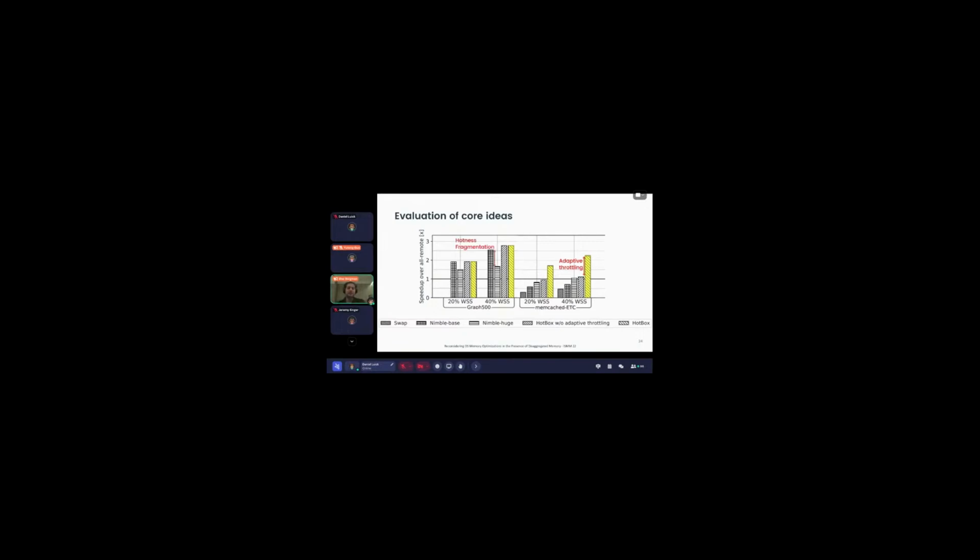If we compare Nimble with huge pages versus base pages in Graph 500, we observe that Nimble with base pages performs better than Nimble with huge pages. This is essentially a demonstration of the effects of hotness fragmentation in the Graph 500 workload for the Nimble system.